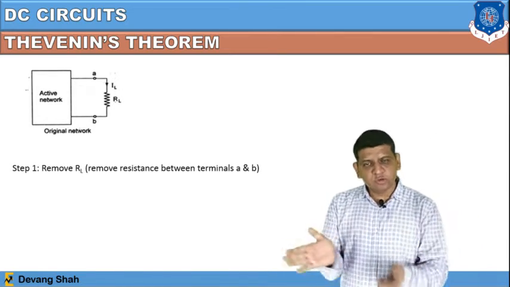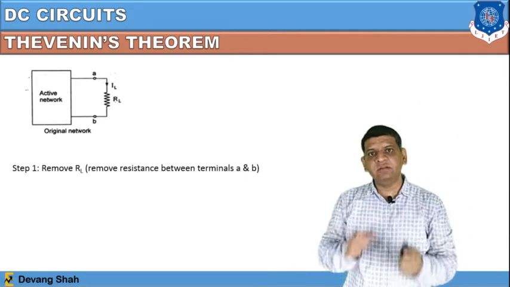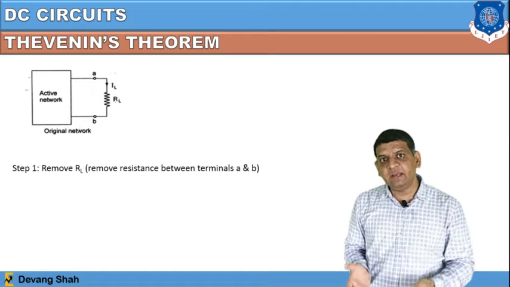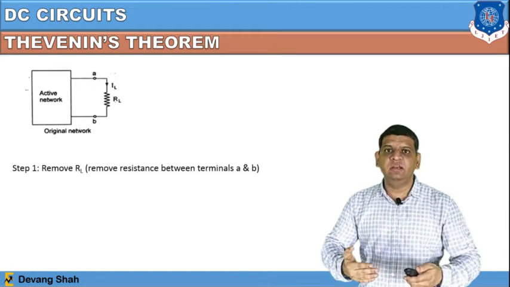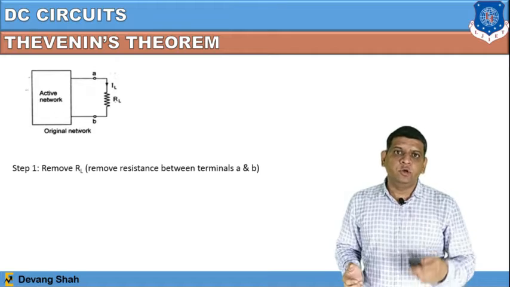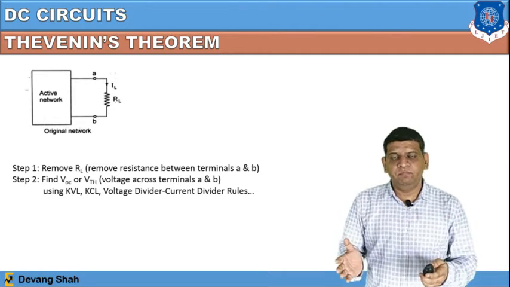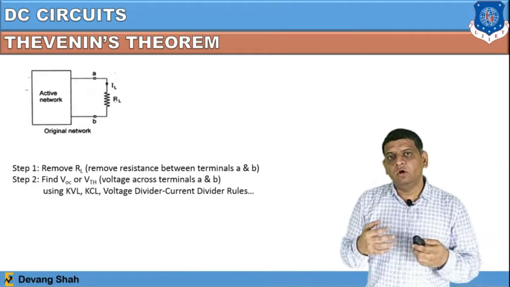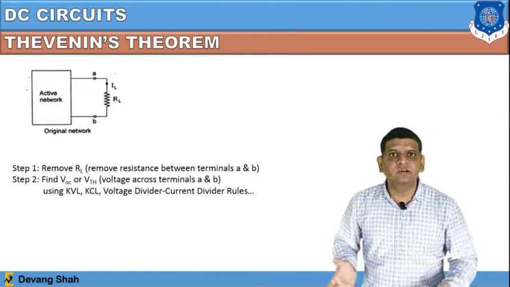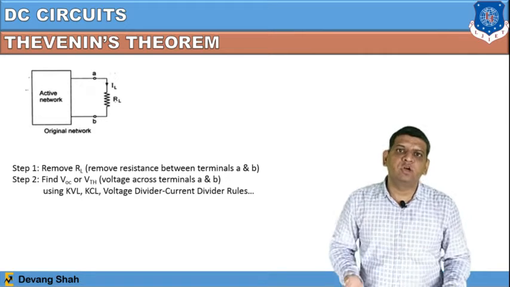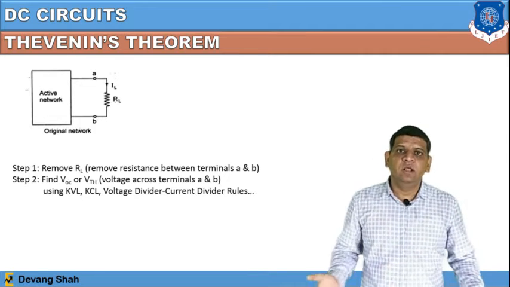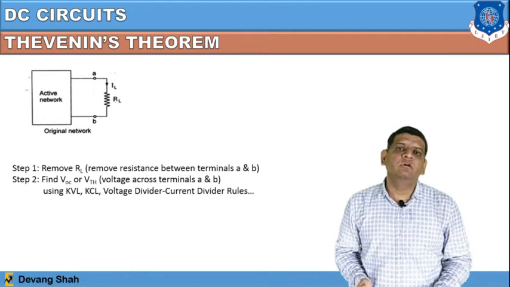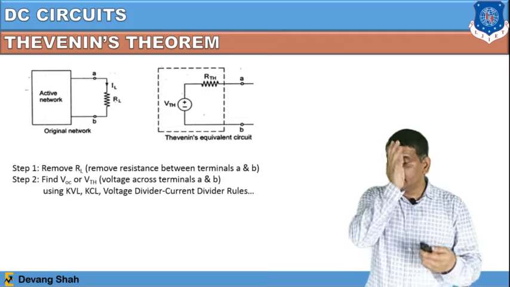Then step number 2, once you remove the RL, you have to convert the complete active network into an equivalent Thevenin voltage in series with an equivalent Thevenin resistance, right? So my next job is to find the VTH. Now how are you going to find the VTH? By using all the methods like Kirchhoff voltage law, Kirchhoff current law, voltage divider rule, current divider rule, etc. You can apply them, and you can find the equivalent voltage source that is considered as the Thevenin voltage source.